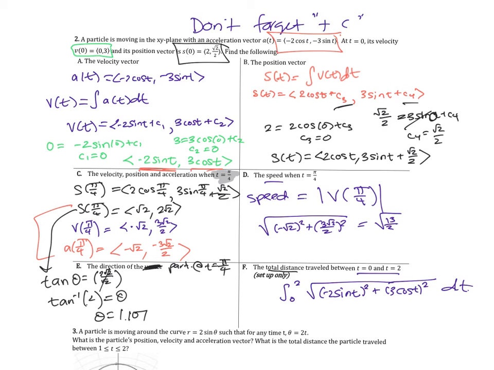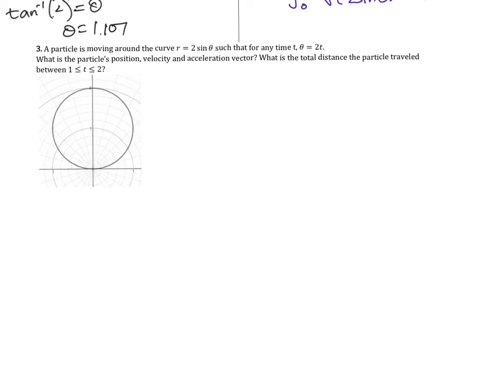So let's look at this last example, number 3. A particle is moving around the curve r equals 2 sine of theta, such that for any time t, theta equals 2t. What's the particle's position, velocity, and acceleration vector?